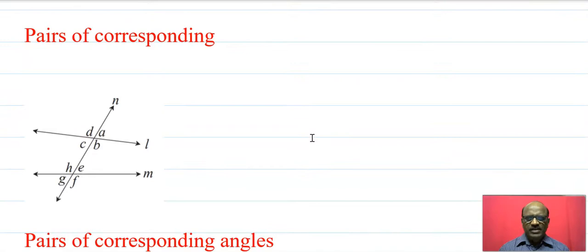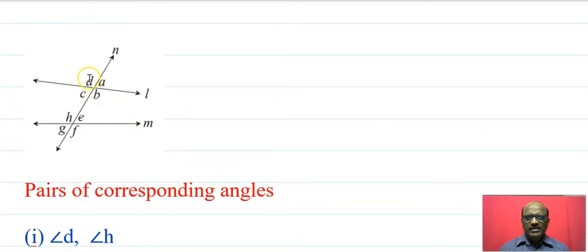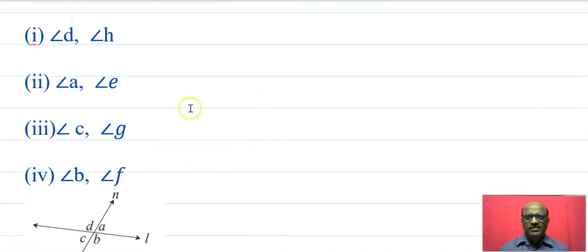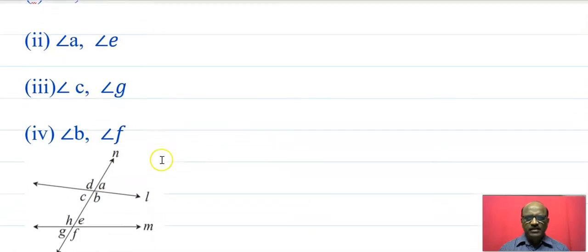Pairs of corresponding angles, that is angle D and angle H, angle A and angle E, angle C and angle G, angle B and angle F. These are the pairs of corresponding angles.